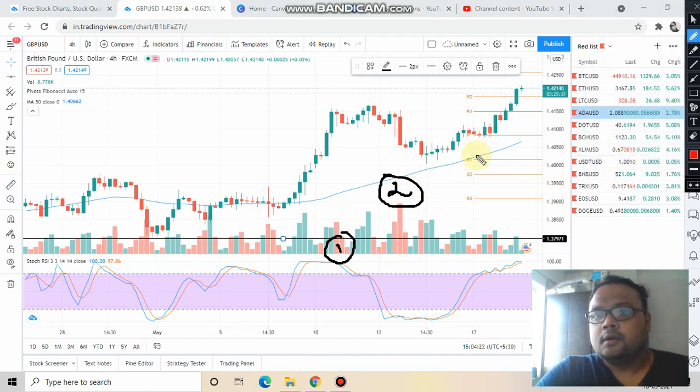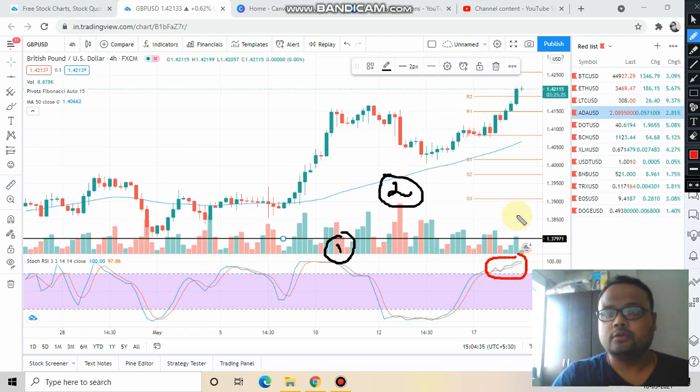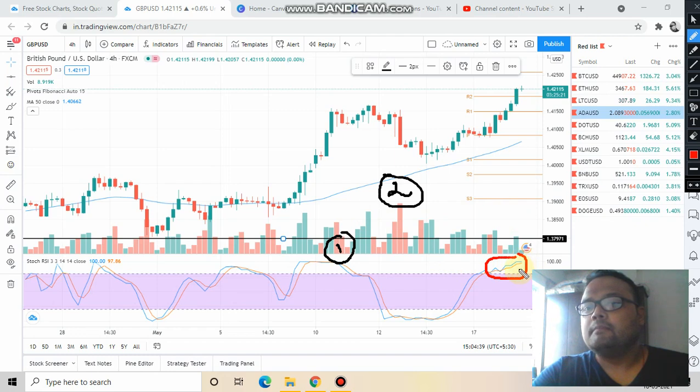Therefore we may get an opportunity where the market will be taking support at the 50 moving average. Then you can go for a buy order, because see, the market is in the overbought zone right now. Eventually it will come down. I'll also show you after 1 minute. So the market is in the overbought zone right now. If you find the market taking support at the 50 moving average, then you can go for a buy order.